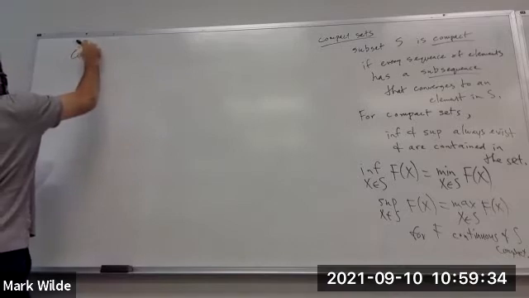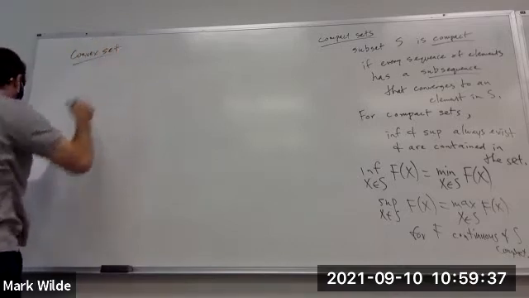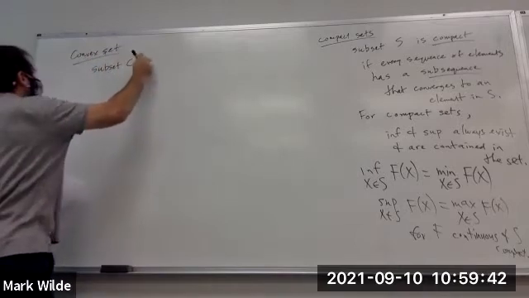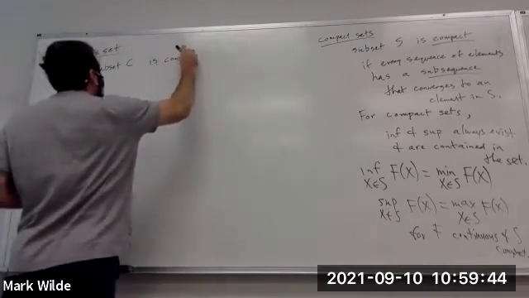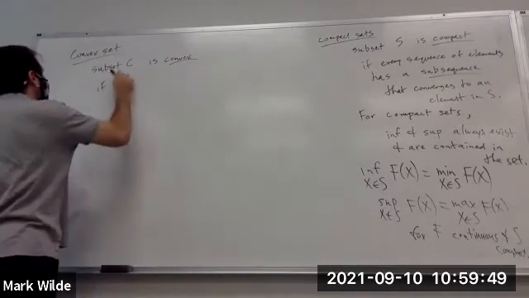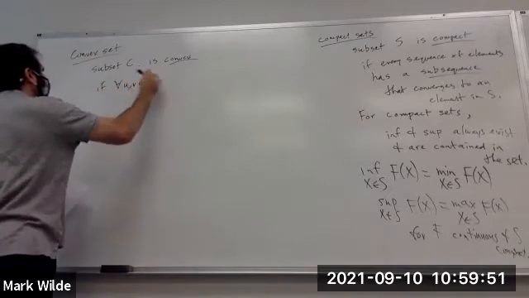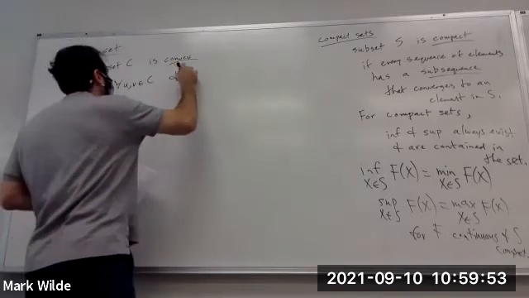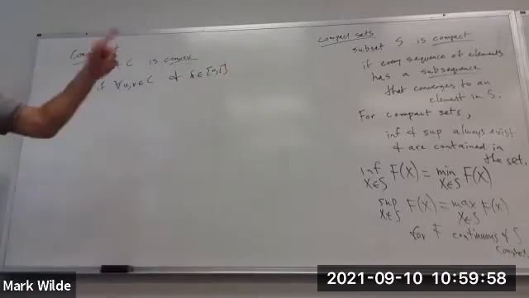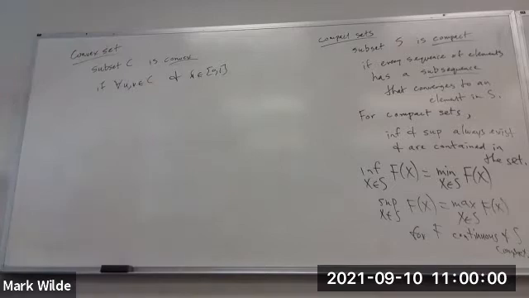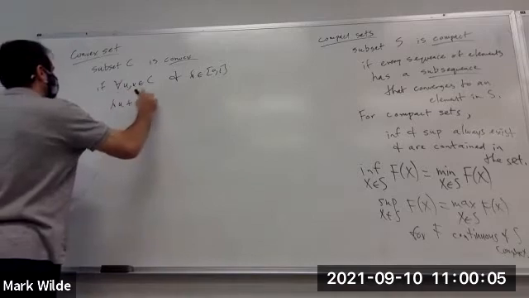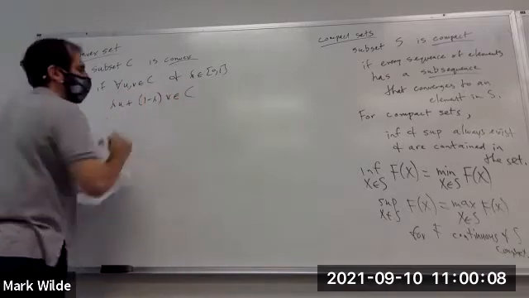Convex set. So a subset C is convex if for all elements u and v in the set, and the real coefficient lambda chosen from the unit interval, think of it as like a probability, right? Then lambda u plus 1 minus lambda v is in the set.